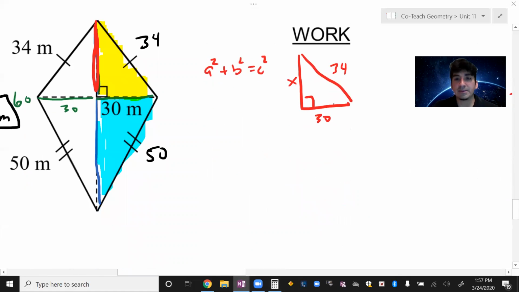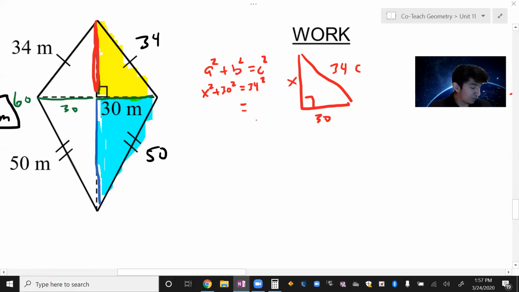Okay, so I have x, 30, and 34. I'm going to take that 34 and it's going to represent letter C in my case, because it's a line that never touches the box. That's the hypotenuse. So I'm going to plug in what we know. x squared plus 30 squared is equal to 34 squared.